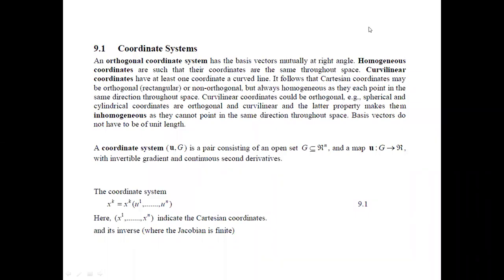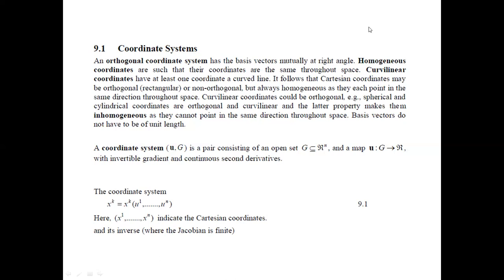So this session 9 is on coordinate systems. Now, an orthogonal coordinate system is what you're familiar with. The orthogonal coordinate system has the basis vectors mutually at right angles. If they are orthonormal, not only are they mutually at 90 degrees, each of them also has unit length.